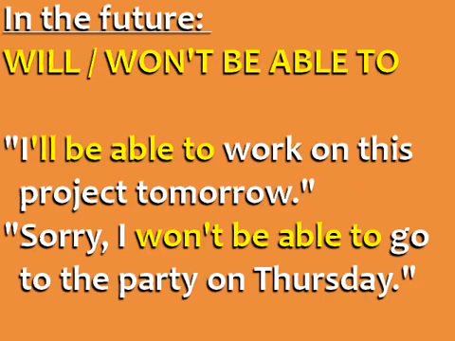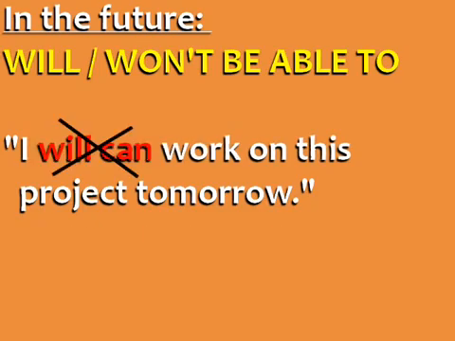In the future, there is only one option, will or won't be able to. For example, I'll be able to work on this project tomorrow. Sorry, I won't be able to go to the party on Thursday. Don't say will can. This doesn't exist, and it's another common error.